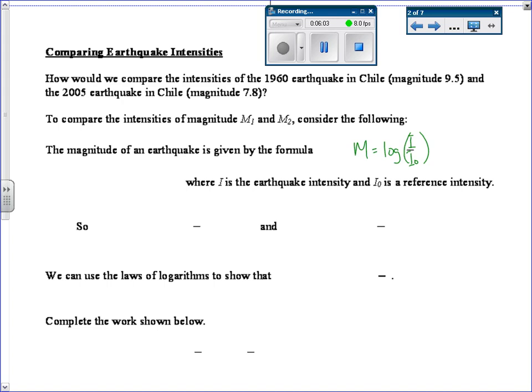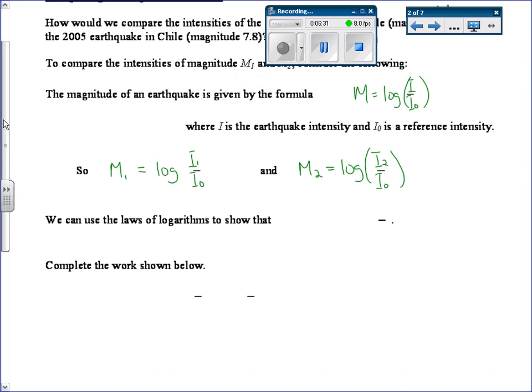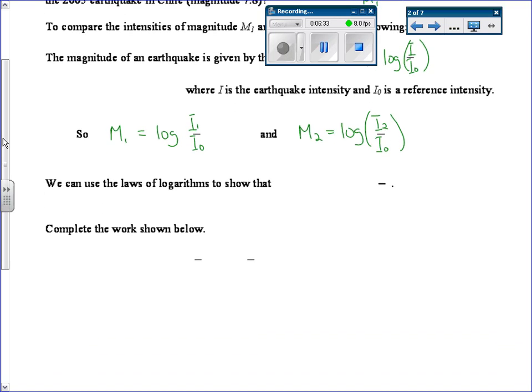So we can say that the magnitude of earthquake 1, which will be Chile, this will be magnitude 1, that 9.5, is equal to log of the intensity of earthquake 1 divided by a reference intensity, and the magnitude of earthquake 2 is log of the intensity of earthquake 2 divided by a reference intensity. If we want to compare these, we want to find the difference between the two. So we want to find the difference in magnitudes. We want M1 minus M2.